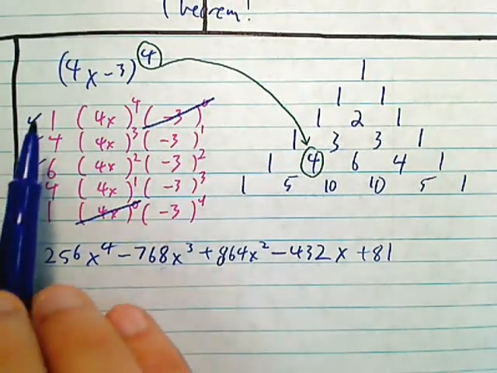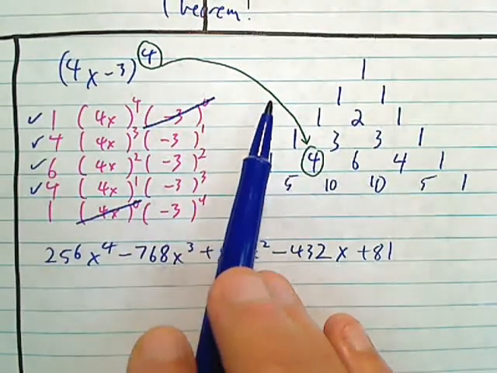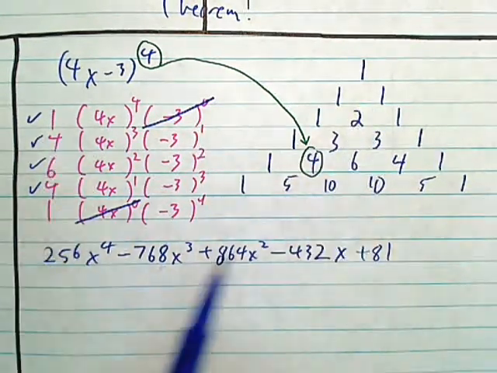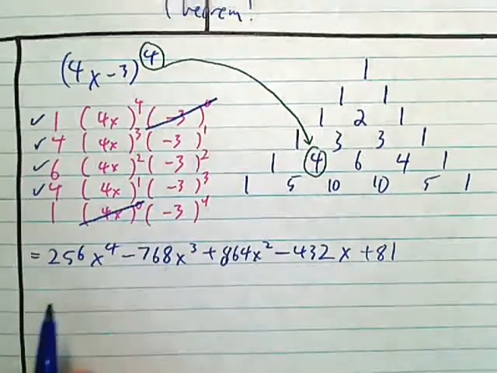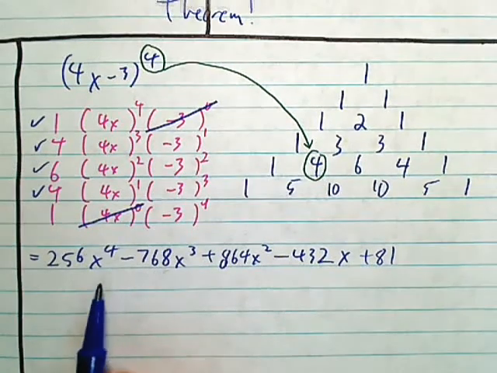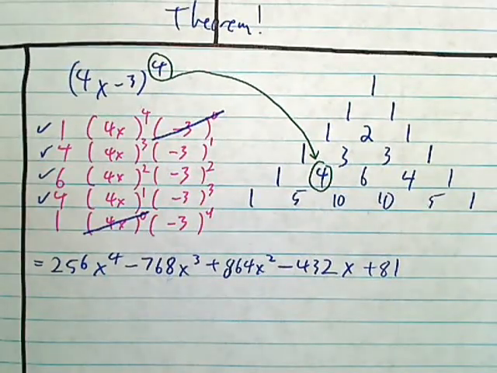Okay, so if I took 4x minus 3 to the 4th power, if I wrote 4x minus 3 times 4x minus 3 times 4x minus 3 times 4x minus 3, and then I FOILed or multiplied and did all that stuff, I would get this for my answer. I would get 256x to the 4th minus 768x cubed, and so on and so forth. I would get that in the end. Okay, so that is the binomial theorem.